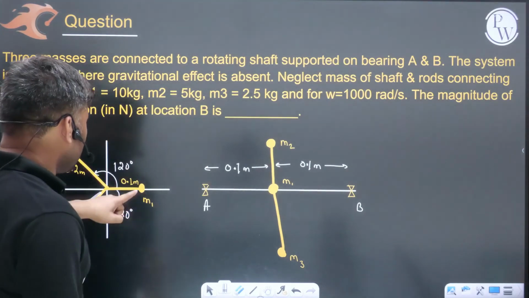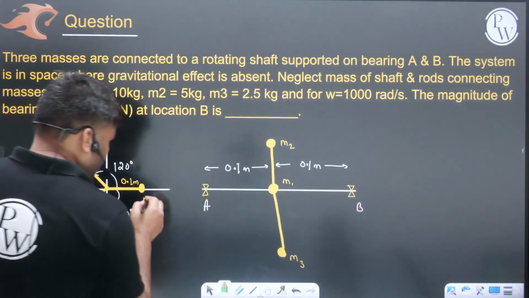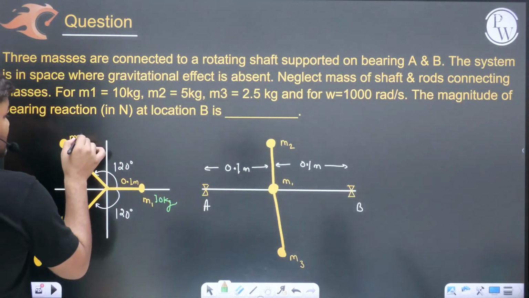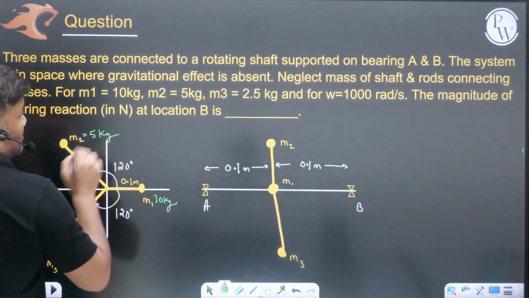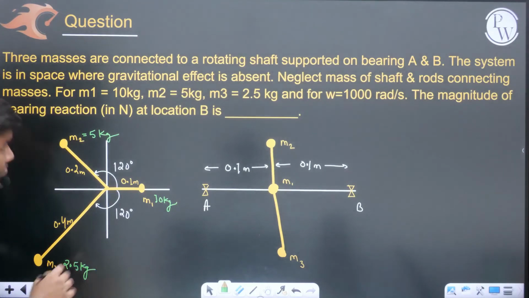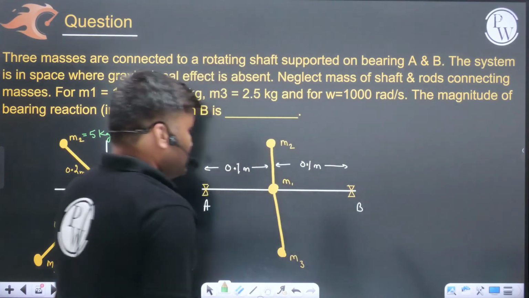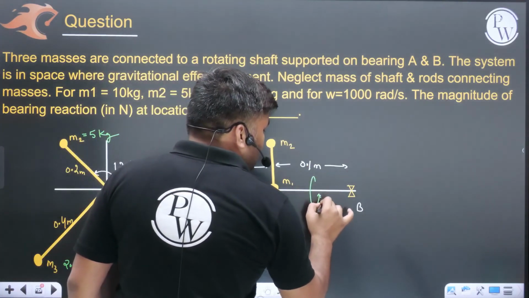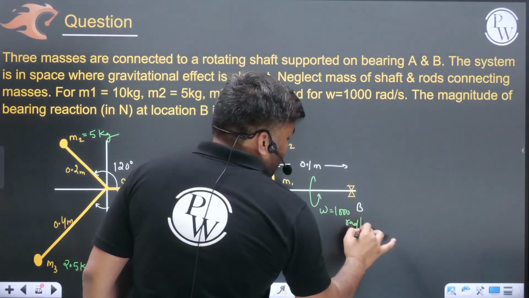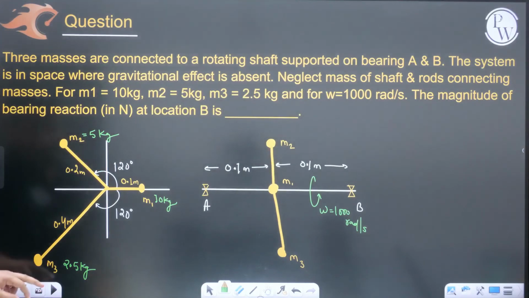M1 का value they have given as 10 kg. Let me write. M1 का value they have given as 10 kg. This value is given as 10 kg बेटे. M2 का value they have given as 5 kg. M3 का value they have given as 2.5 kg. For omega 1000 radian per second, when it is rotating with 1000 radian per second, the magnitude of bearing reaction at location B, बताओ how much it is going to be.